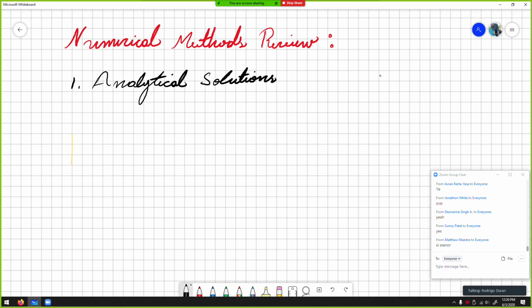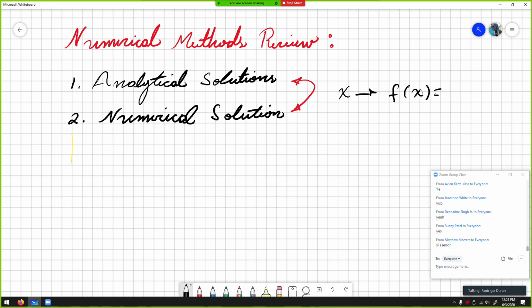So there are two ways of finding a solution. We have the analytical solution, which I already talked about, and then we have what is known as the numerical solution. Both of them accomplish the same thing. We want to find a specific condition. We want to find, like, give me x if f of x is equal to 0. There are two ways that we can find this. We can find it using an analytical solution like you did in Calc 1 or in single variable calculus, or you can find a numerical solution, which is what this whole class is about.